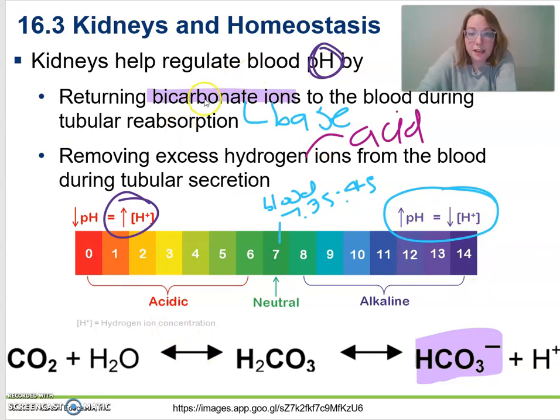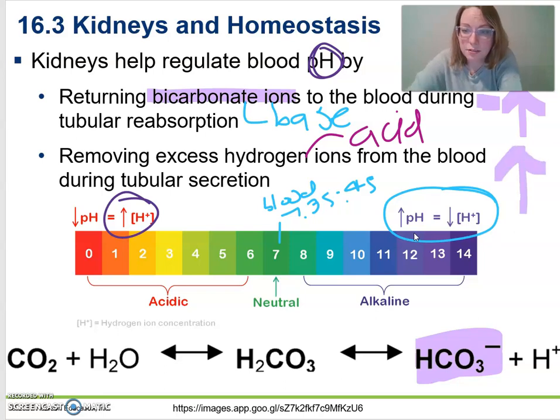So if we return bicarbonate, we'll increase our pH. It'll be more basic again. And if we remove excess hydrogen, that also makes us more basic. Yes, does that make sense? You want me to say it again? I feel like I should say it again.